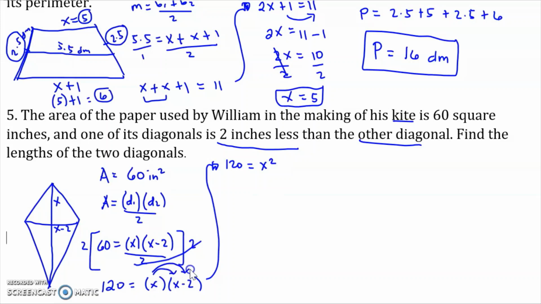X times negative 2, we have negative 2x. So gawin natin, dahil ang given ay quadratic, gawin natin quadratic equation yan. Lipat natin si x squared sa kabila. So from positive x squared tatawid, so magiging negative x squared. Si negative 2x tatawid din sa kabila, so magiging positive 2x. So si 120 mananatiling positive kasi hindi ko yan gagalawin. Nandiyan pa rin siya sa kaliwa ng equation. I-equate natin siya sa 0 para maging standard form.